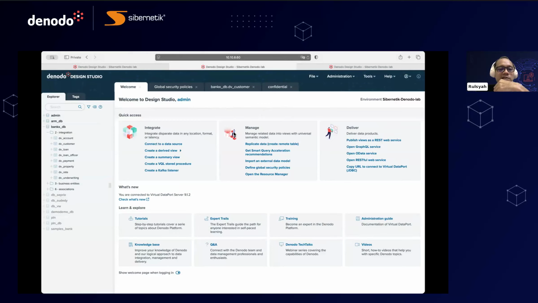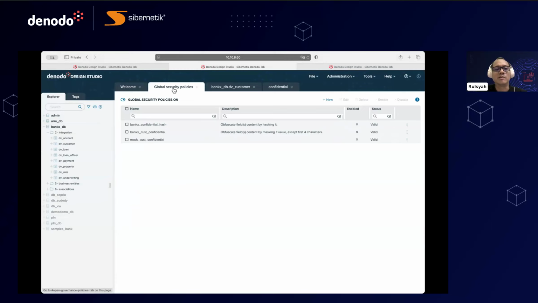Okay, this is basically the administrator page, and let's focus on the global security policies. I already opened the global security policies. This is where we define how we treat column level protection. We have here a confidential hash, and also we have two rules here. And this is actually right now disabled. So we will compare the results.